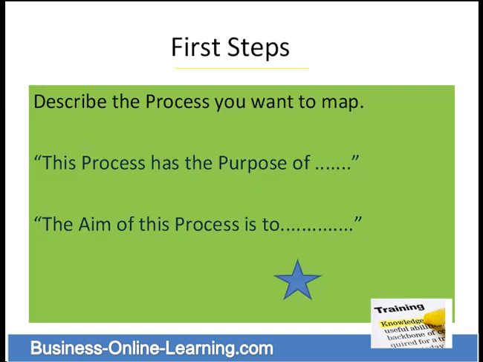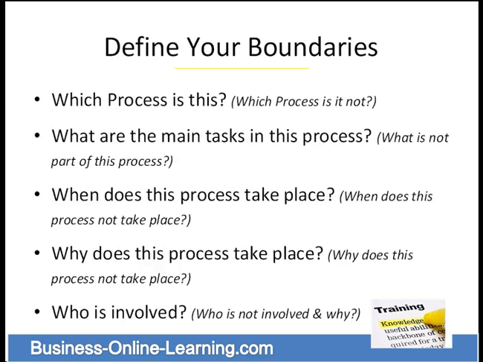The first steps: describe the process you want to map. You start with, now this process has the purpose of, or the aim of this process is to. This way you get clarity about what you're trying to describe. Next, you define your boundaries by asking yourself a couple of simple questions, like which process is this? Inversely, you can ask yourself, which process is it not?